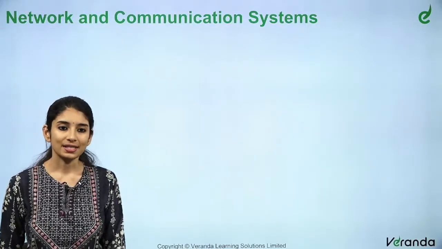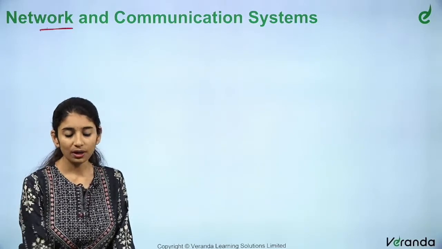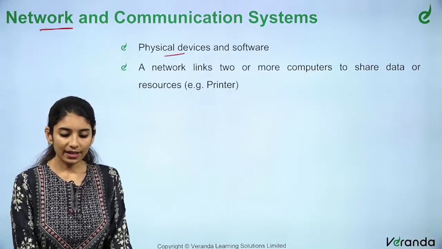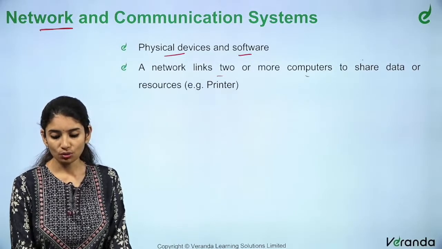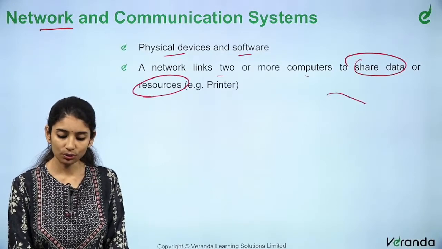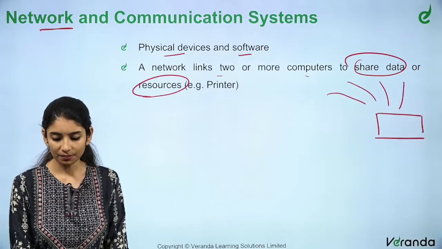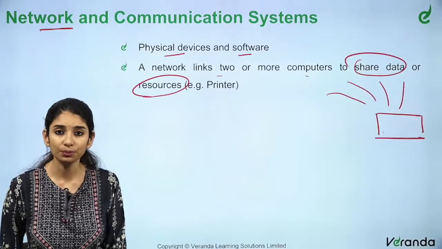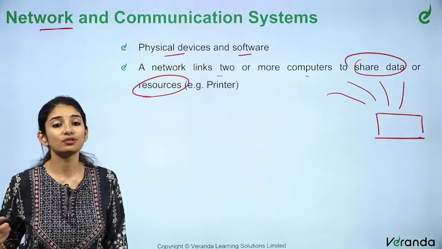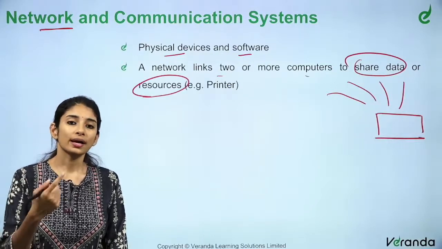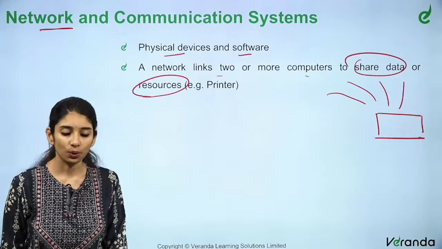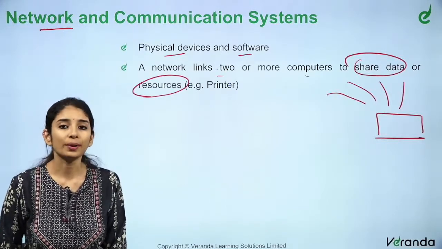Network and communication systems. We all know network. It is when a group of systems get connected to another group of systems. Physical devices and software. A network links two or more computers to share the data or resources. So even a printer would be a network tool because many computers can be linked to a single printer. In an office we have 50 computers, but do we have 50 printers or one printer? Just one printer, because so many computers can be linked to it and the printer can be given access to take the print commands from multiple desks. So this is the example of a network: physical devices to link two or more computers.